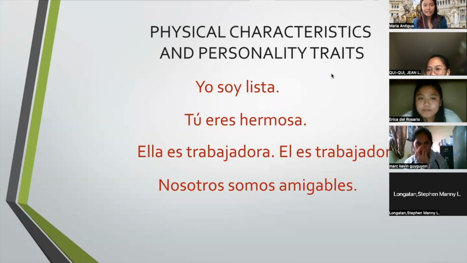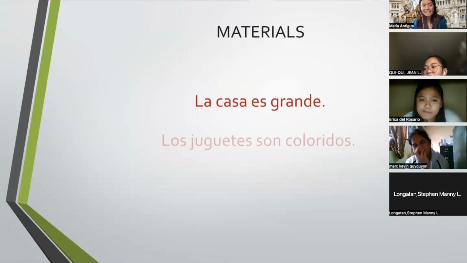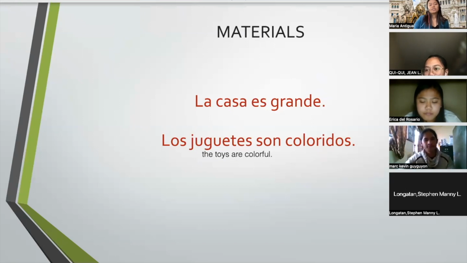Lastly, you use ser when we talk about materials. La casa es grande. Los juguetes son coloridos. Los juguetes son coloridos is the toys. The toys are colorful. No? Toys are colorful. So yan yan. Coloridos.